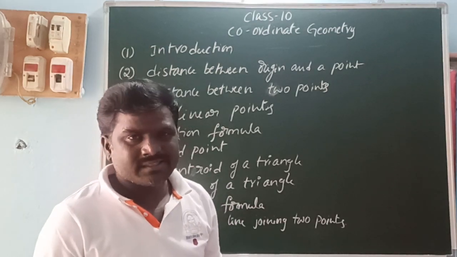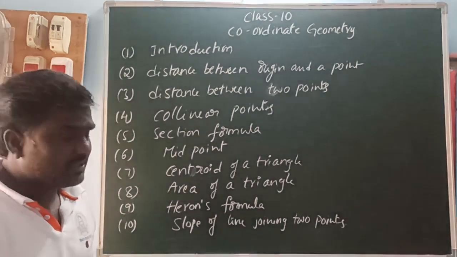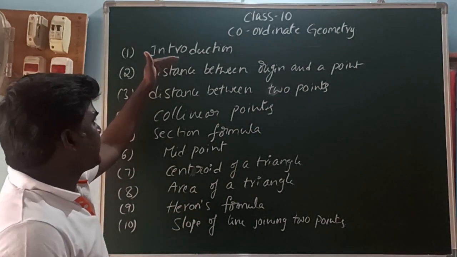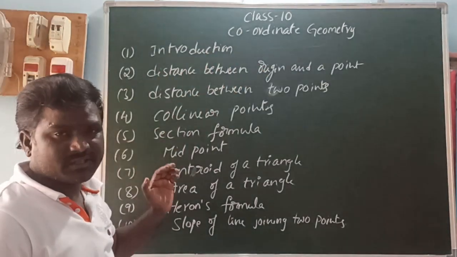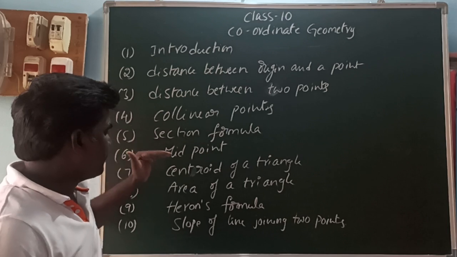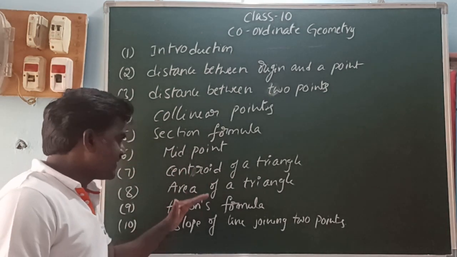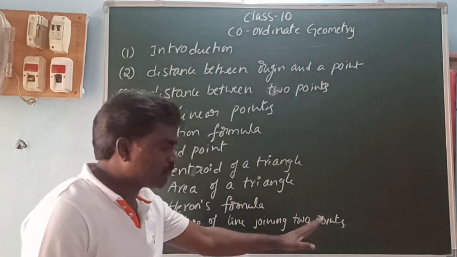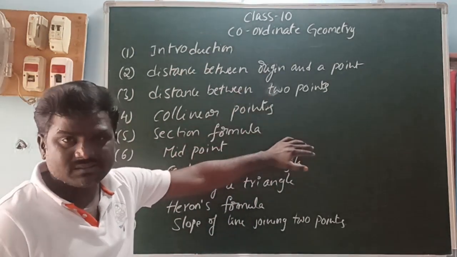What are the axes? X axis and y axis. In this chapter I will first explain the introduction to coordinate geometry, next the distance between the origin and a point, distance between two points, section formula, midpoint formula, centroid of a triangle, area of a triangle, Heron's formula, and slope of a line joining two points. All these things I will explain in this chapter.